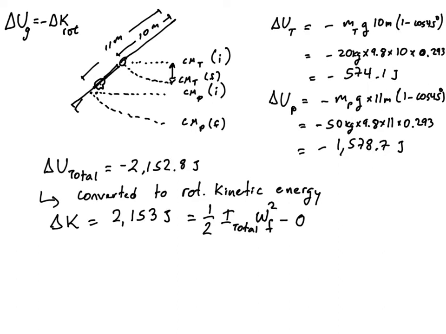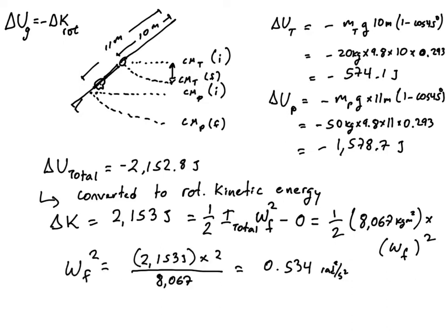This increase in kinetic energy of rotation is the final kinetic energy of rotation, 1/2 of the total moment of inertia times the final angular velocity squared, minus the initial rotational kinetic energy, which is 0, because the person and the trapeze were not moving at the initial moment. When the person just holds on to the trapeze, the person is not moving, the trapeze is not moving. So the change in the kinetic energy is 2153, and that's the same as the final rotational kinetic energy. Replacing the total moment of inertia, which we calculated previously, 8,067 kilogram meter squared, we can solve for the final angular velocity of the trapeze and the person.